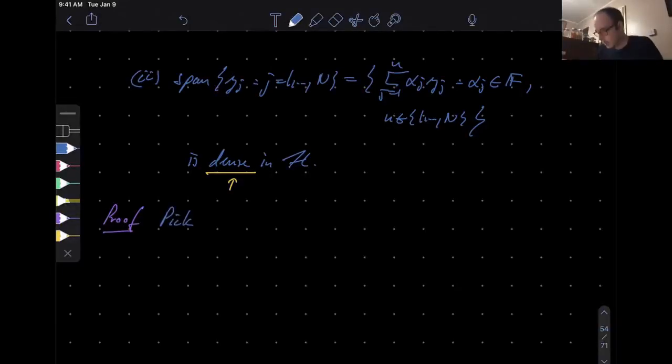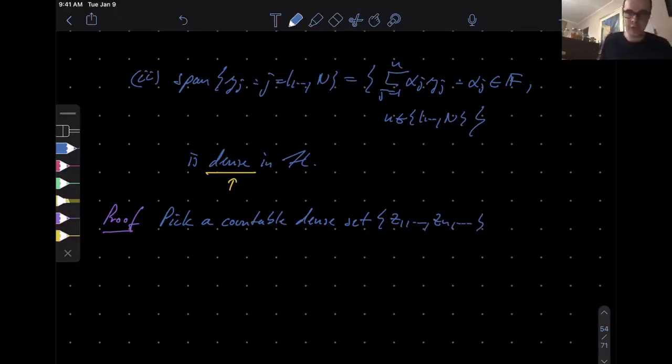You use induction. So first, since it is a separable space, you can pick at least one countable dense set. Let's call the vectors, say, z_k inside. Those vectors in general are not going to form your linearly independent spanning set, but we can easily convert this countable dense set to a linearly independent spanning set. So how to do this? Well, first we may assume that all the vectors in this set are non-zero. If some are 0, just throw them out.